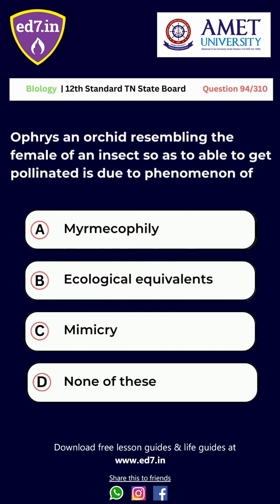Ophrys is an orchid resembling the female of an insect so as to be able to get pollinated. This is due to the phenomenon of: option A, myrmecophily; B, ecological equivalence; C, mimicry; D, none of these. And the right answer is option C, mimicry.